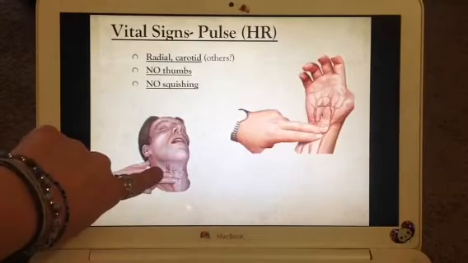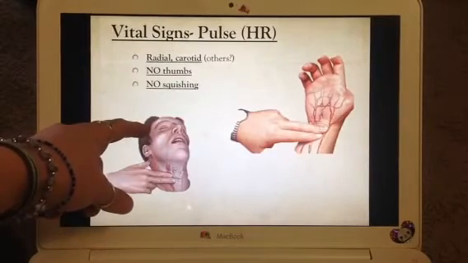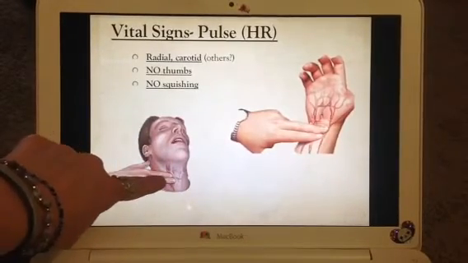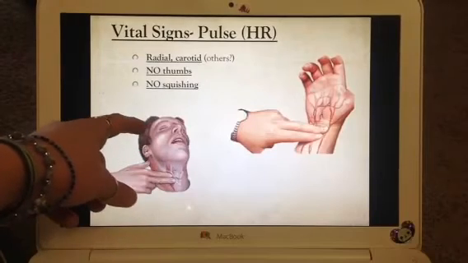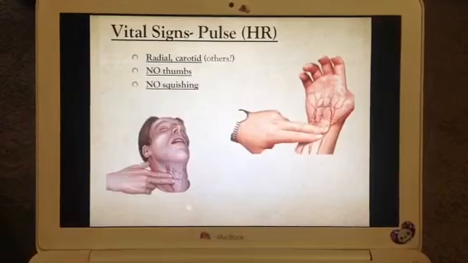And what happens when you cut off blood flow in the carotid artery? What does the carotid artery feed? It feeds the head, right, and the brain. So you're going to cut off the oxygen supply, you're going to cut off the blood supply to this little old lady's brain, and most likely she's going to pass out.